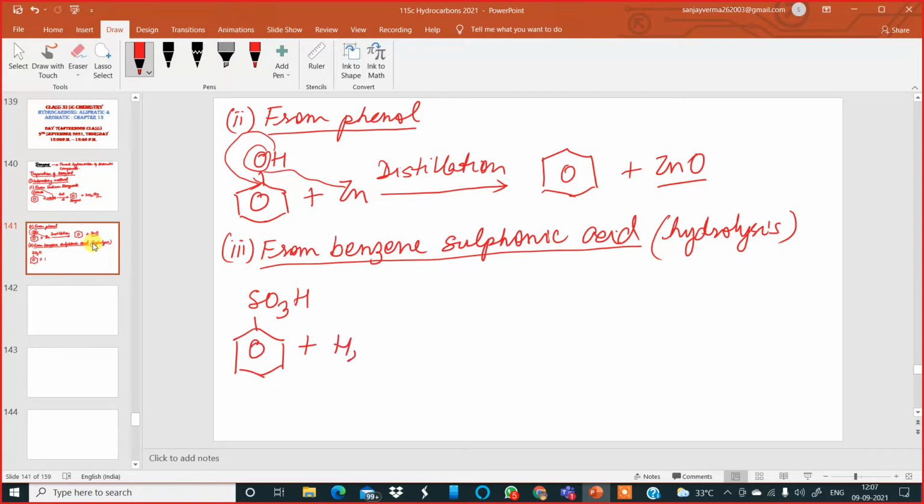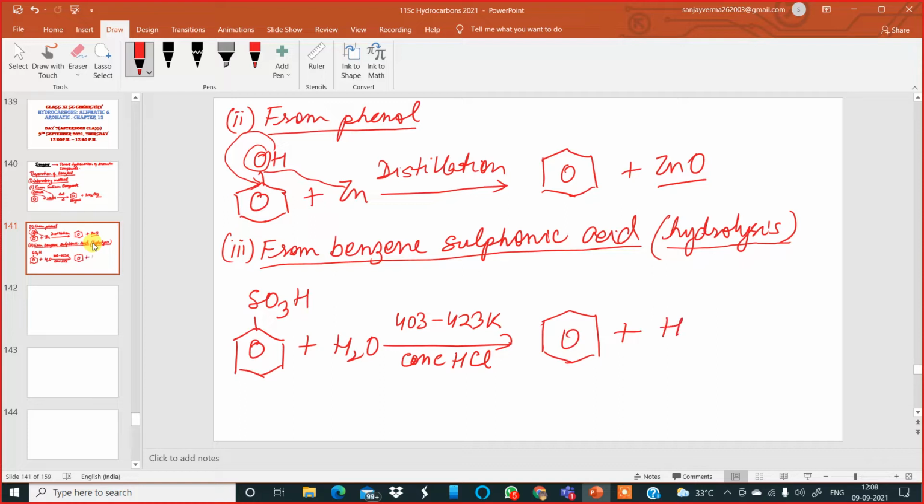It is boiled, and the temperature range is 403 to 423 Kelvin, in the presence of concentrated hydrochloric acid. When this is done, the reaction is hydrolysis, and then we get benzene, and along with benzene we get sulfuric acid. So an inorganic acid is obtained. So this was the third method for the preparation of benzene in the lab.